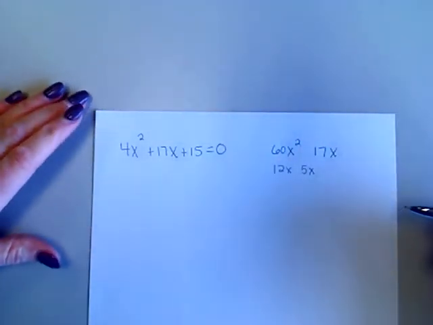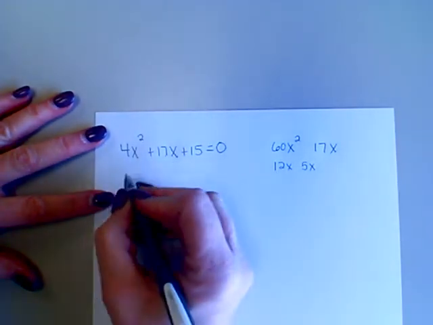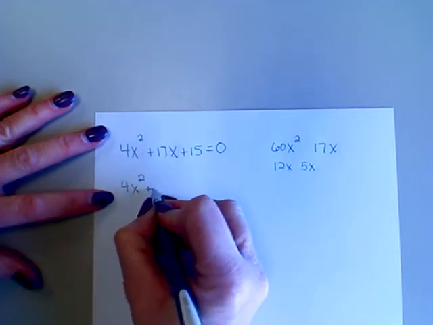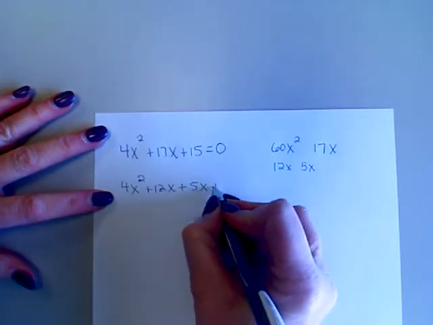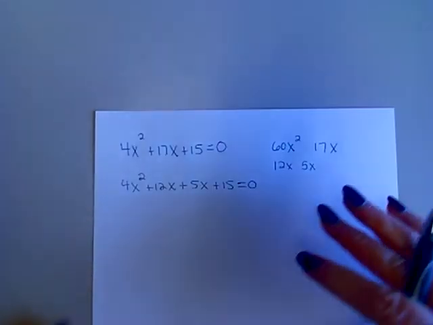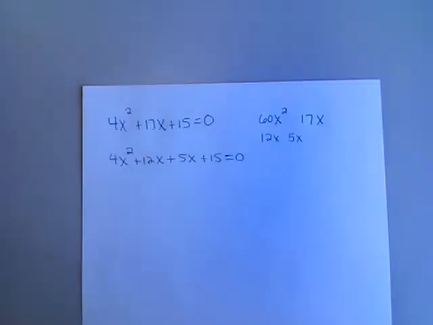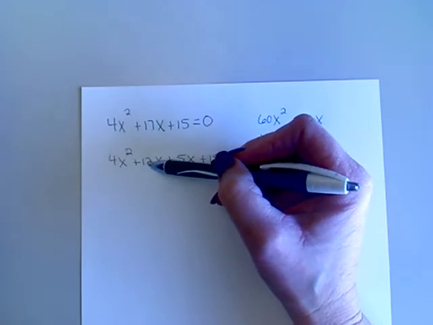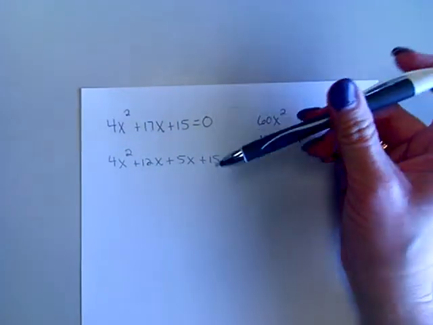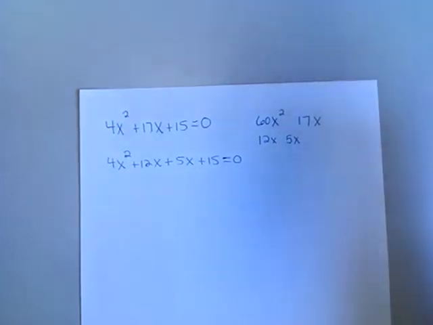Rewrite the problem now that you've got your factors laid out. Take the 17x out and put these two numbers in its place. So I'm going to get 4x squared plus 12x plus 5x plus 15 equals 0. Now, it doesn't really matter the order that you put your 5x and your 12x. I will say that I try to keep multiples together, like 4 is a multiple of 12, or 12 is a multiple of 4, and 15 is a multiple of 5. I try to keep like numbers together so they'll factor better or faster.